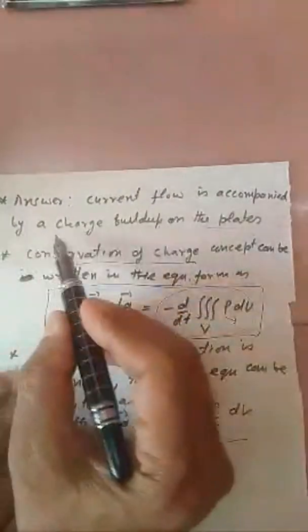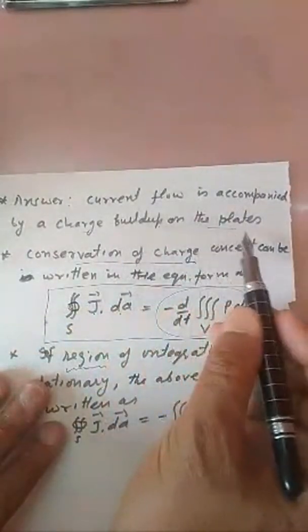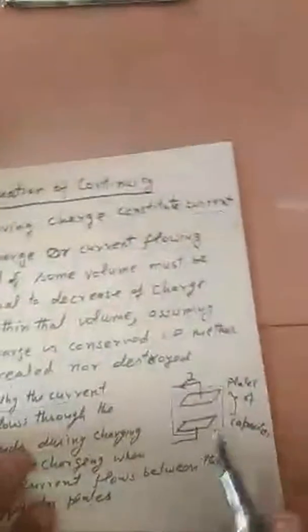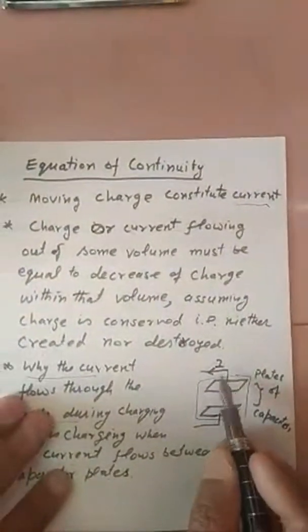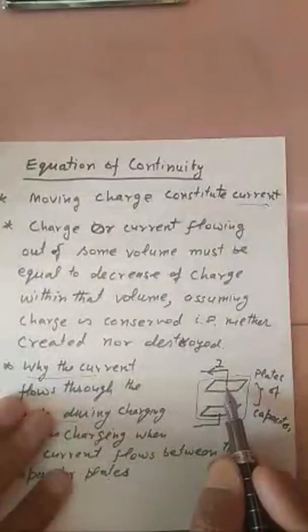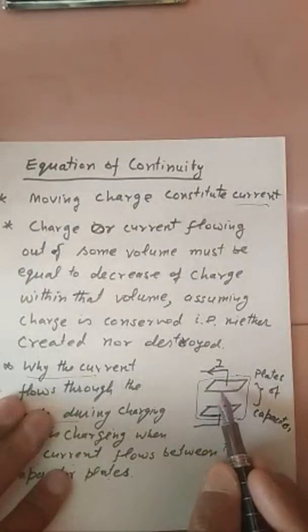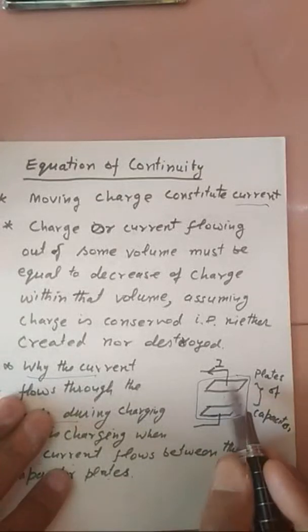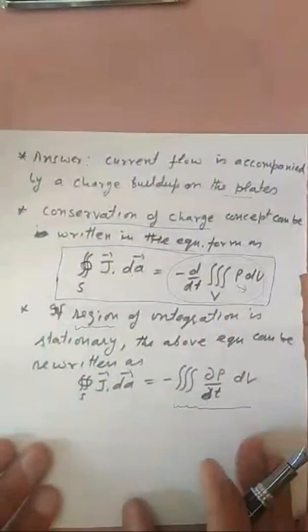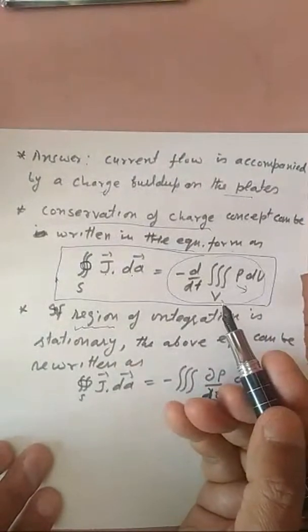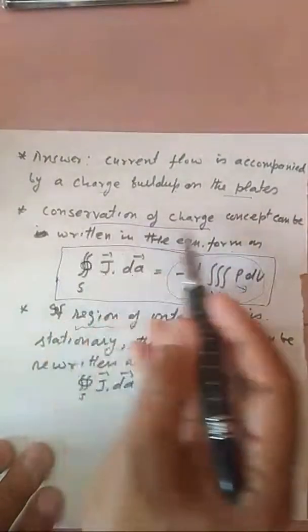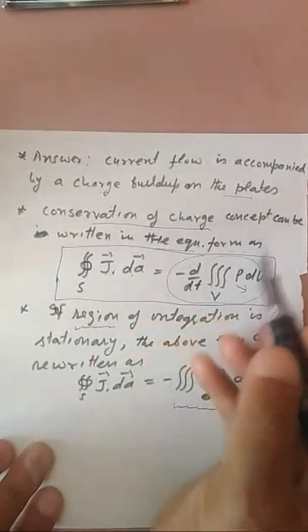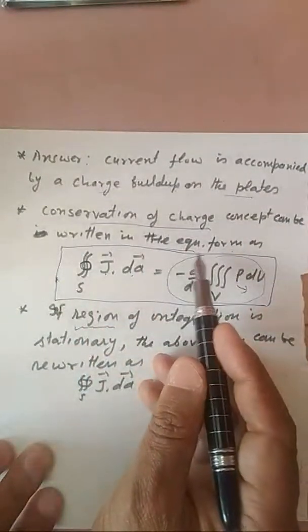The answer is that current flow is accompanied by charge buildup on the plates. If current is flowing out from this plate, it means charge had built up here and is flowing out, and that constitutes the current. This concept we can express in terms of an equation. This is the conservation of charge concept, and we can write it in the form of an equation.